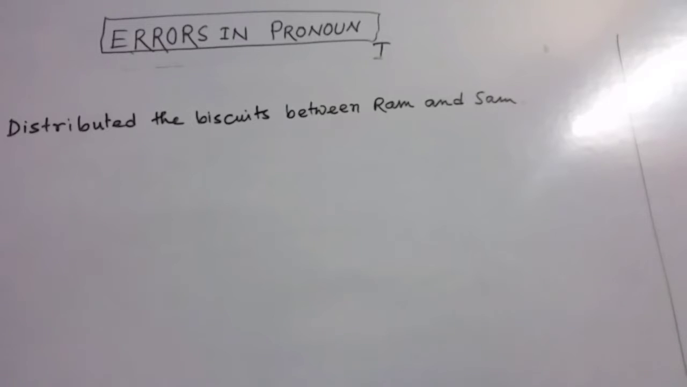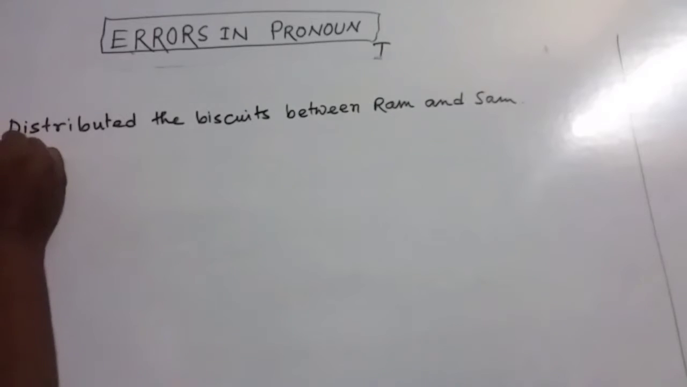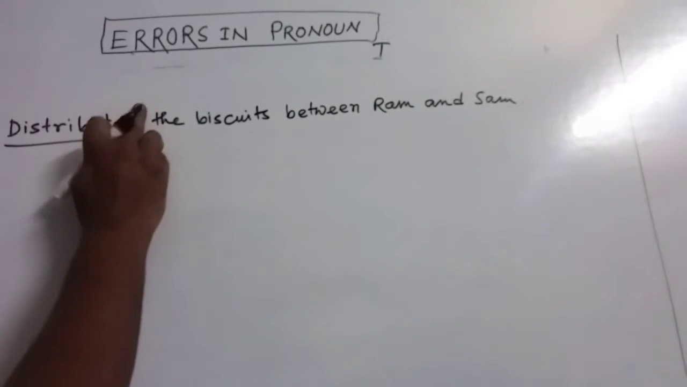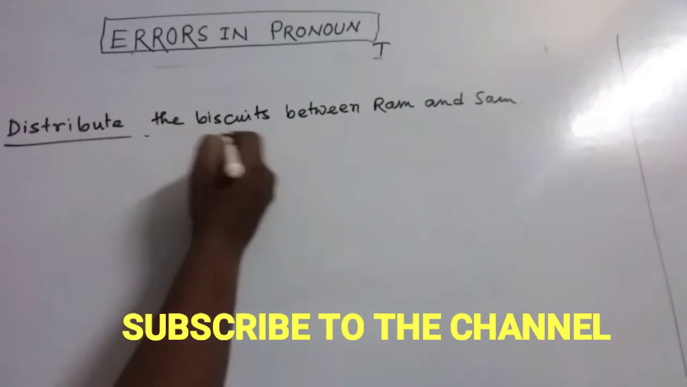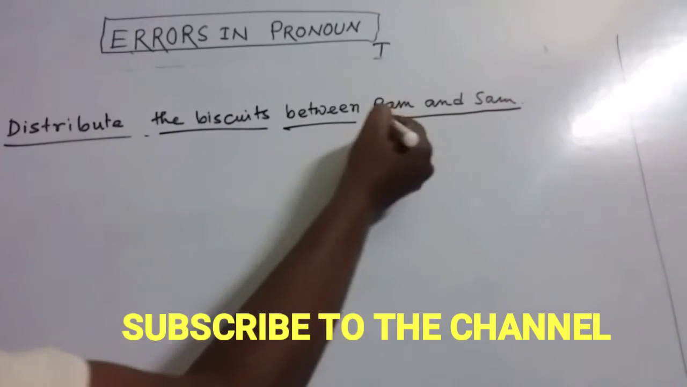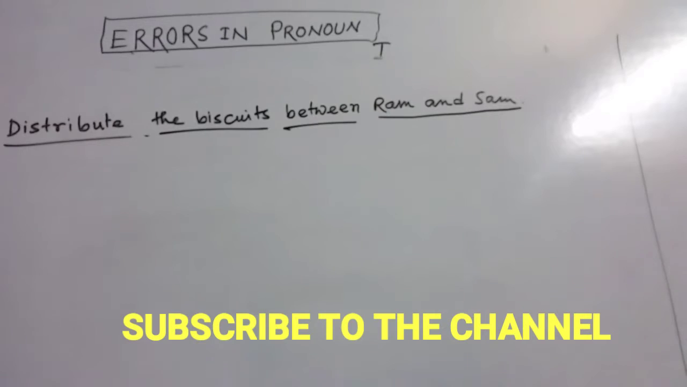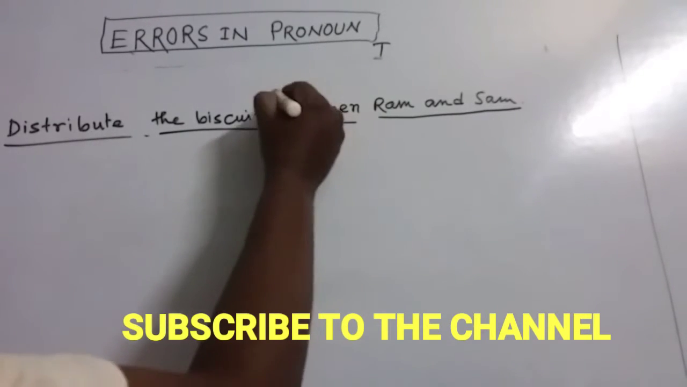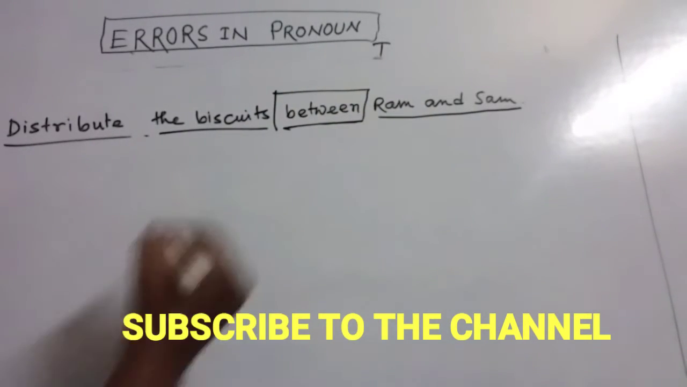Today on this podcast, we are going to discuss the errors in prepositions which we make in our regular usage or in sentences. My dear friends, here I have written: distribute the biscuits between Ram and Sam. Let's look at this part, between. Actually, my dear friends, this is a preposition.